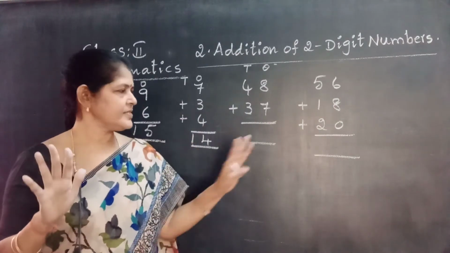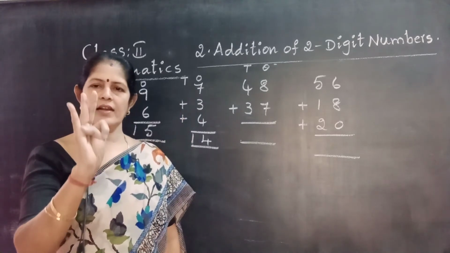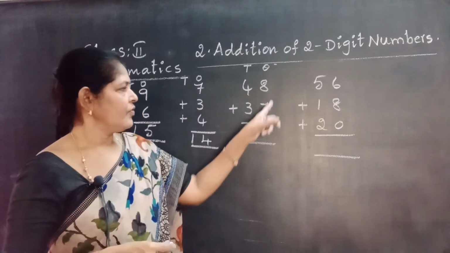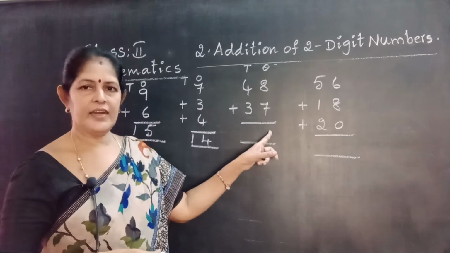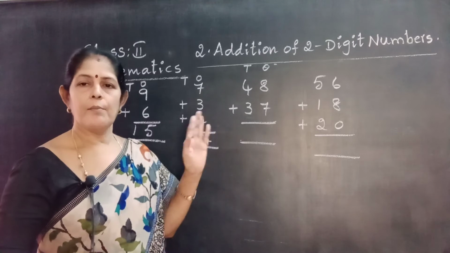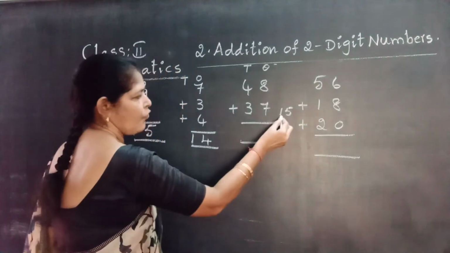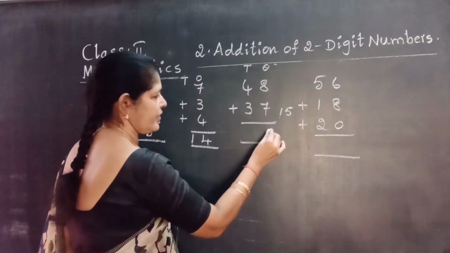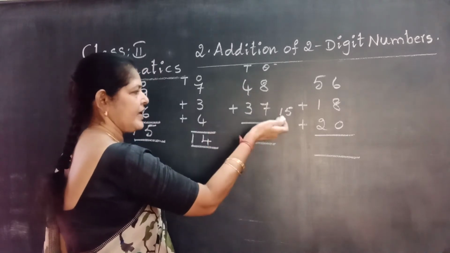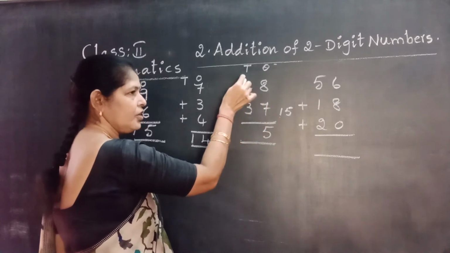Take 8 fingers, 7 after: 8, 9, 10, 11, 12, 13, 14, 15. 15 is a 2-digit number. In the ones place we should write single digit numbers only, but here we got 15. On the right side, 1 ten, 5 ones. 5 is written in the ones place. 1 is carried forward to the tens place.